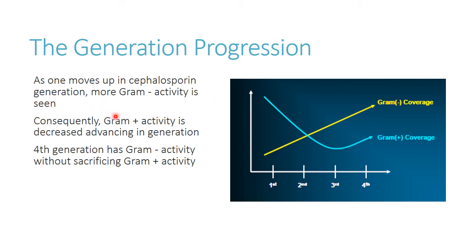As far as gram-positive activity, what you're actually going to see is it starts at the highest with the first generation. It's going to dip down in the second and third generation, and then as you get to fourth, it's going to start to peak back up. We'll talk about what that means in just a few minutes when we get to the individual generations, but this is a good generalization to make here. So the higher the generation, the more gram-negative coverage, usually the worse gram-positive coverage, until you get to the fourth gen.